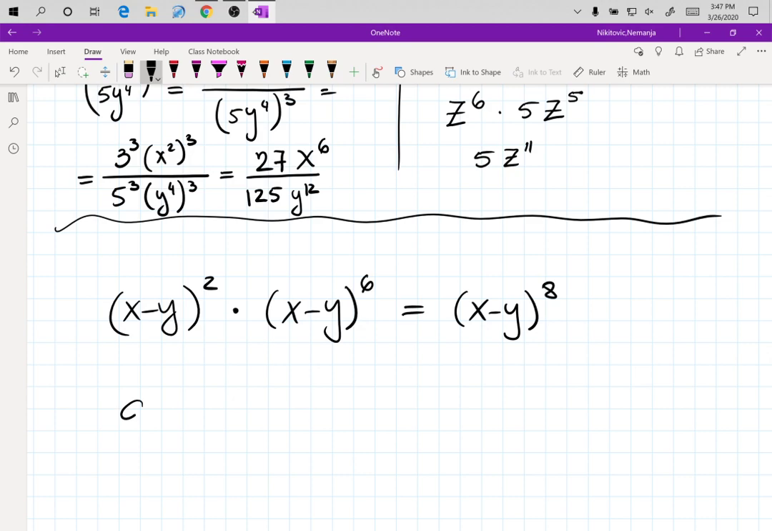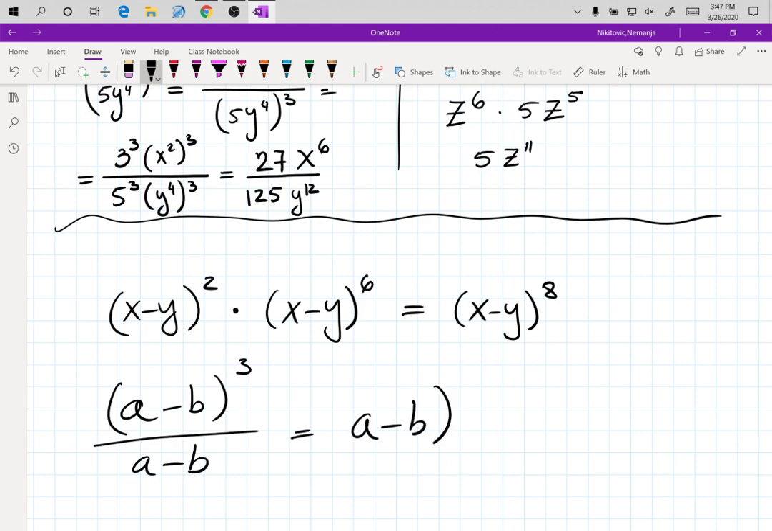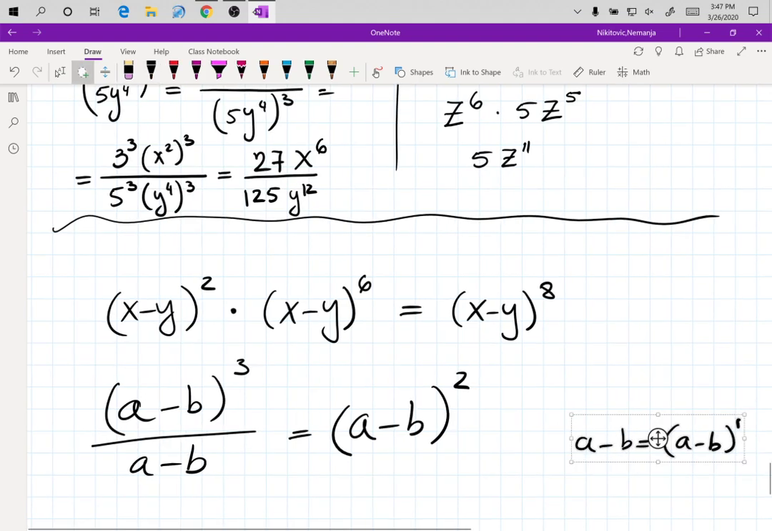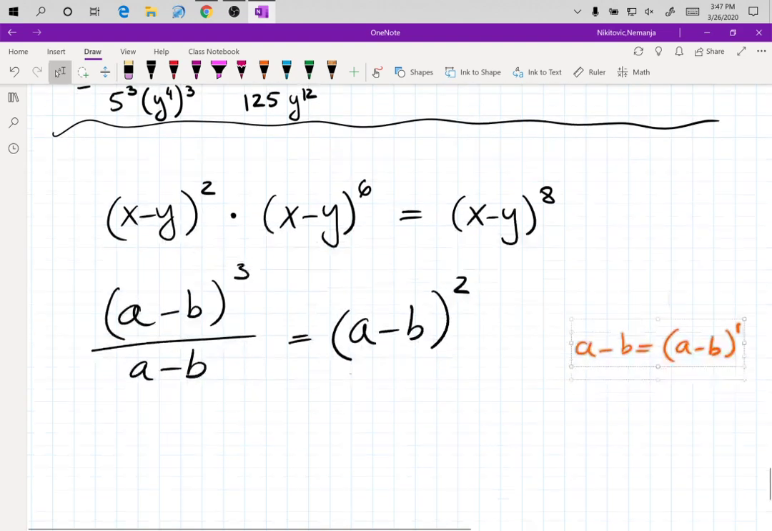So if I have a minus b cubed divided by a minus b, that will be a minus b squared, because technically when you just have a minus b, that's the same as writing it as a minus b to the 1st power, right? So that's why I have 2 minus 1, which is, sorry, 3 minus 1, which is 2.